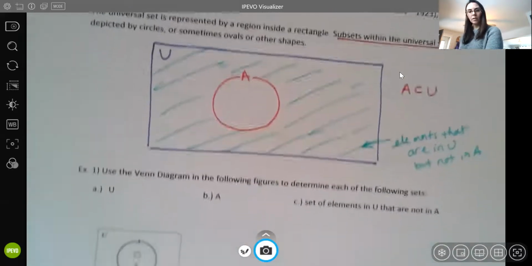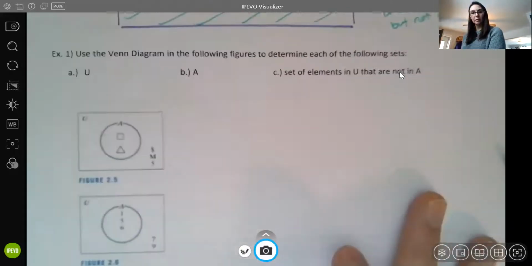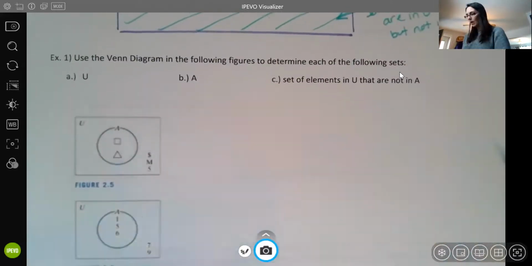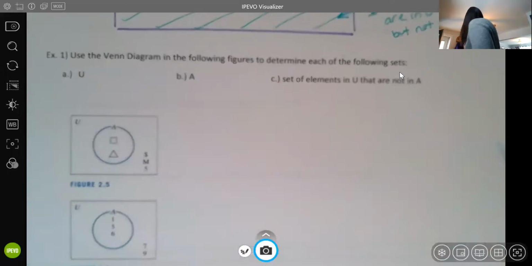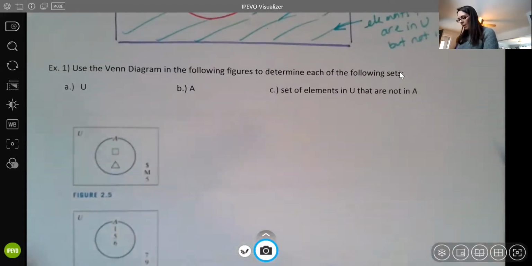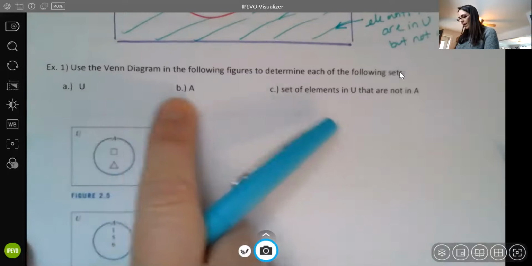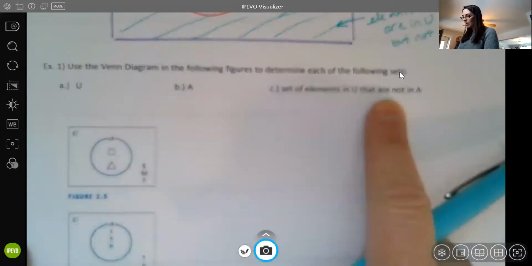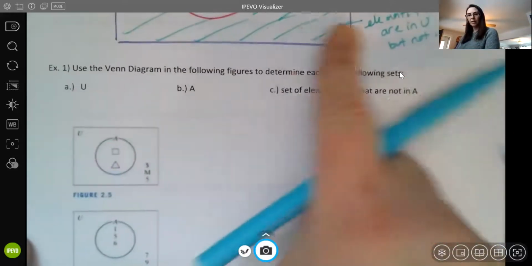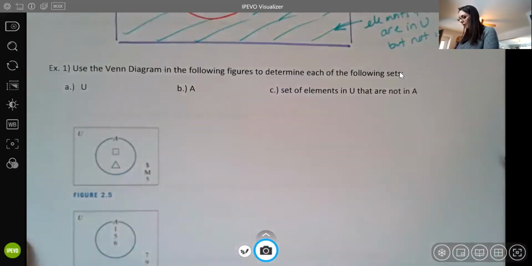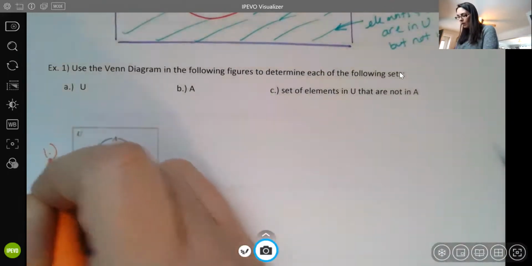All right, so what we can do is look at some examples now. Let's just move this down. I have a couple of pictures from the book here for our sets. We're going to find the universal set, set A, and then the set of elements in U that are not in A, the shaded set I was talking about earlier, for each of these examples. I'm going to call this example 1 and example 2.